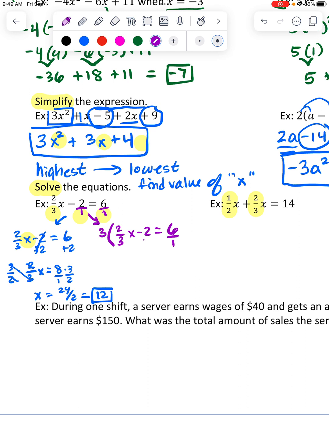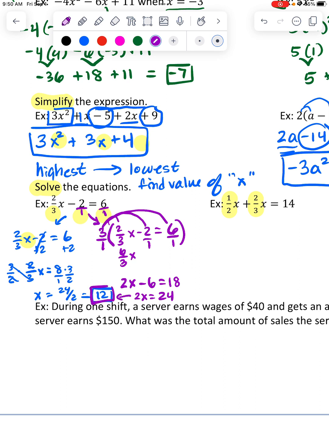I'm going to put this over 1 and this over 1. And I'm going to multiply everything by 3, because what will happen is 3 times 2 will become 6 over 3x, and that reduces to the whole number 2. In the second one, 3 times -2 is going to turn into -6 over 1. And then here, 3 times 6 on the other side turns into 18. And now I'm solving a problem that doesn't have fractions. So I cleared it out with that 3. So I get 2x equals 24, and when I divide it in half, I get 12.